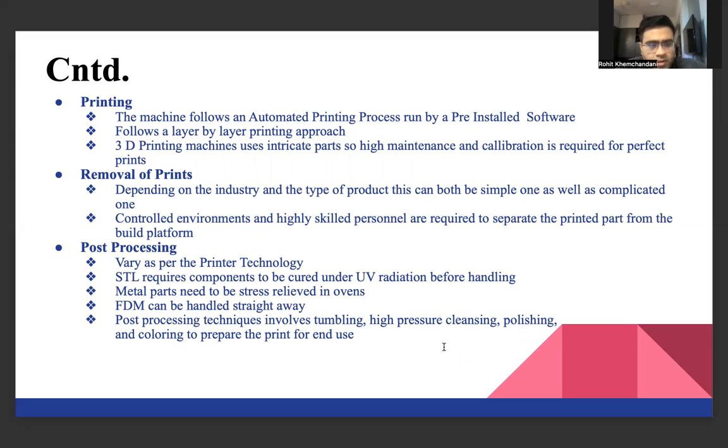Post-processing varies with the printer technology. SLA requires components to be cured under UV radiation before handling. Metal parts need to be stress relieved in ovens. FDM can be handled straight away. Post-processing techniques involve tumbling, high-pressure cleansing, polishing, and coloring to prepare the print for end use.